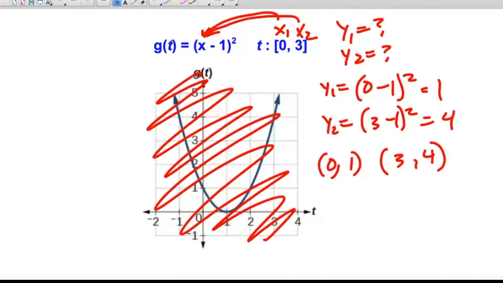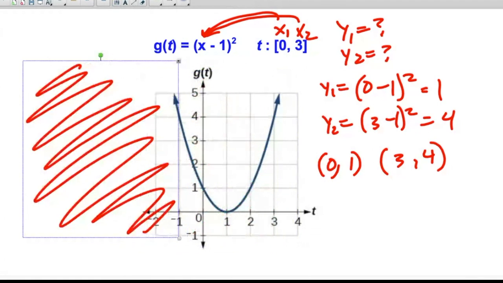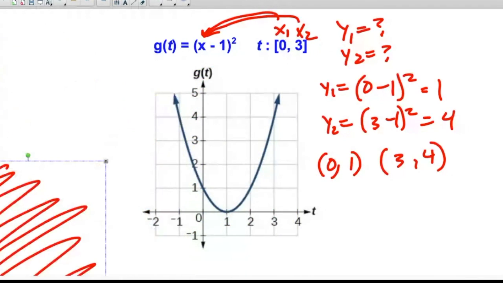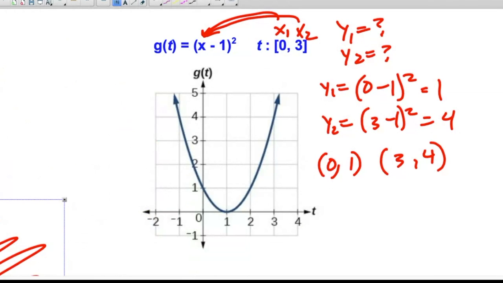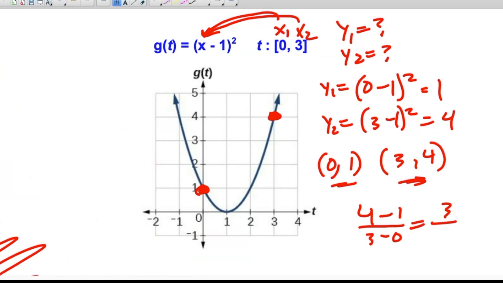So we want to find the slope. Just to make sure we know what we're talking about, let's get rid of that. Now we can say, does this make sense? 0, 1, that's right here. 3, 4, that's right here. Yeah, those are on the graph. Now find the slope. 4 minus 1 over 3 minus 0, 3 over 3, 1. That makes sense. Positive. That's all we're doing today. I told you it'll take 2 seconds.